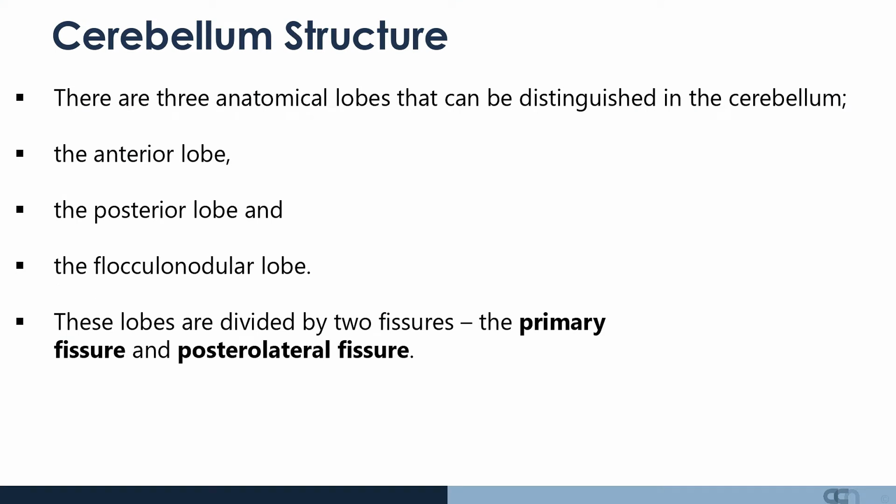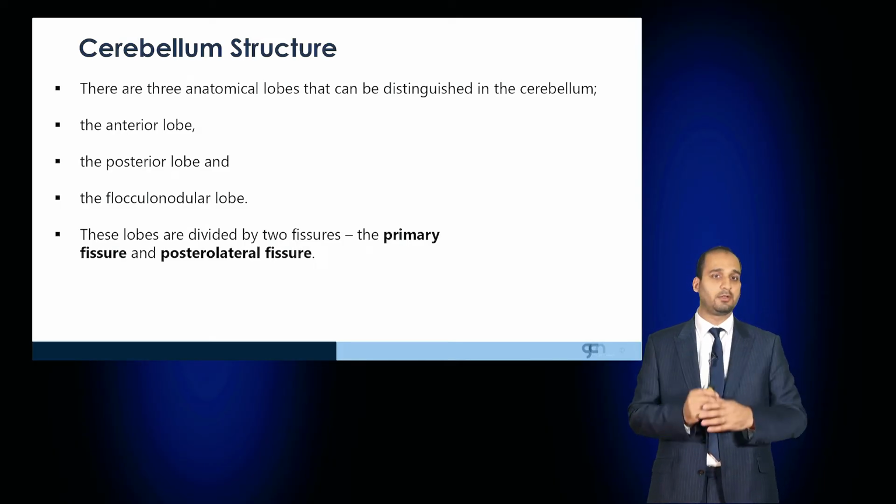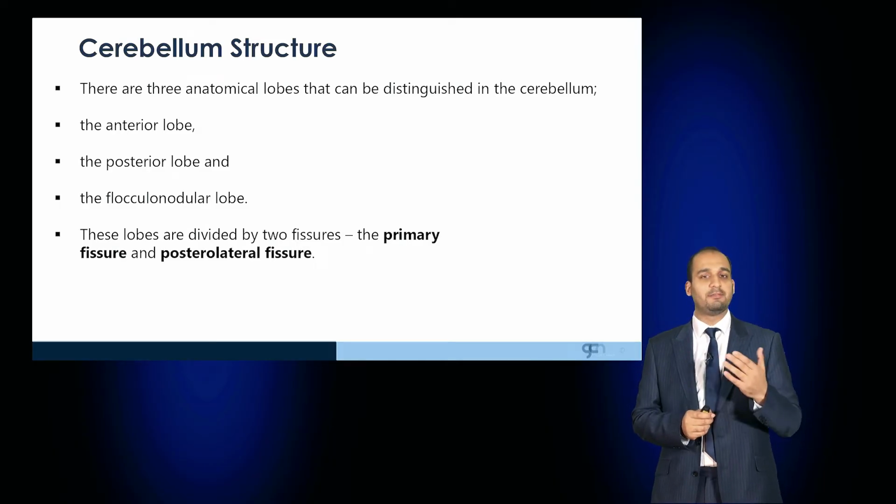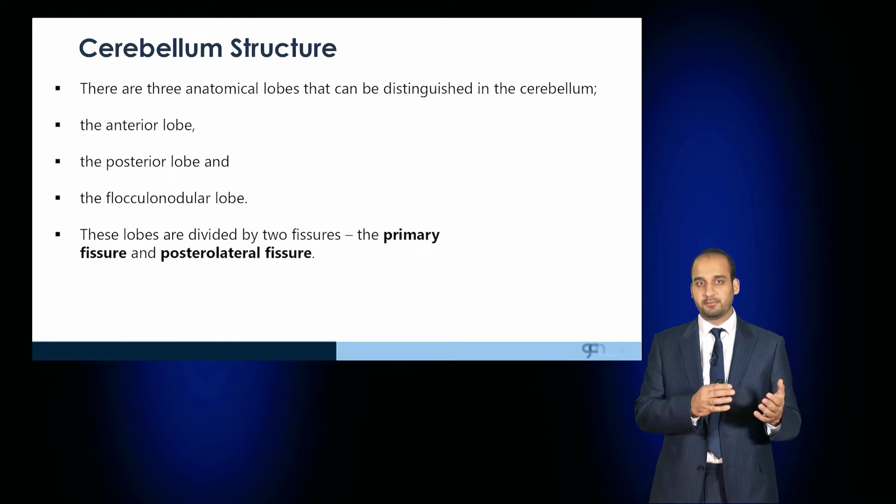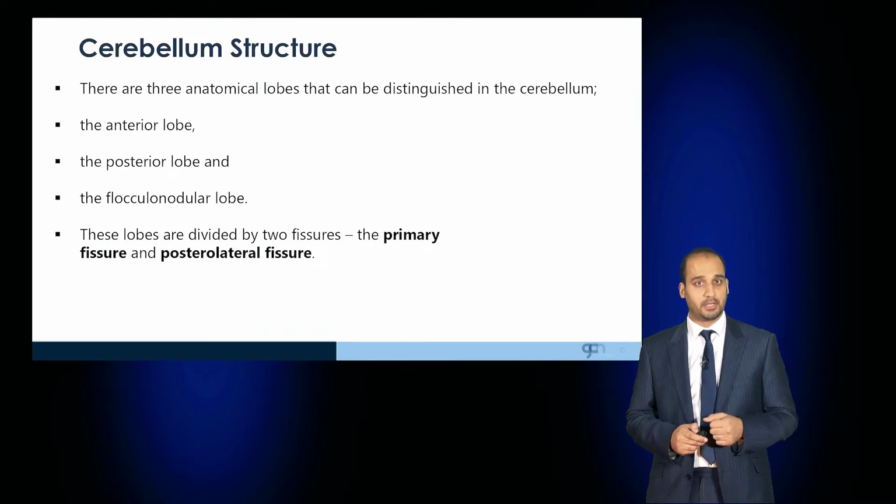There are three anatomical lobes that can be distinguished in the cerebellum: the anterior lobe, the posterior lobe, and the flocculonodular lobe. These lobes are divided by two fissures, the primary fissure and the posterolateral fissure.